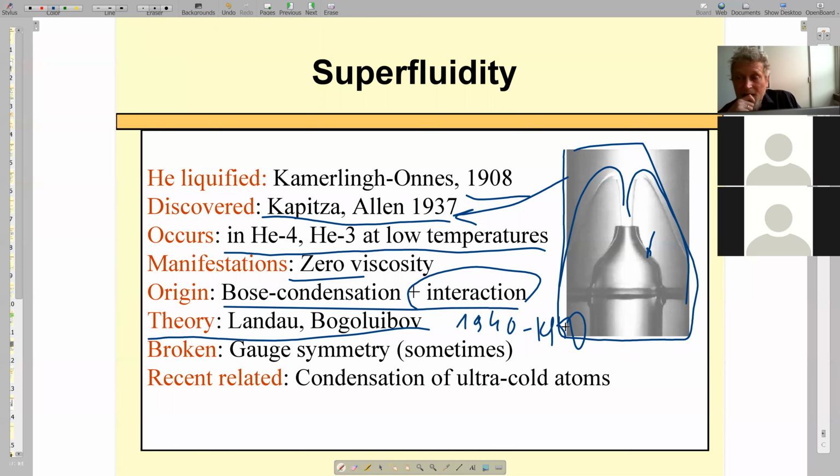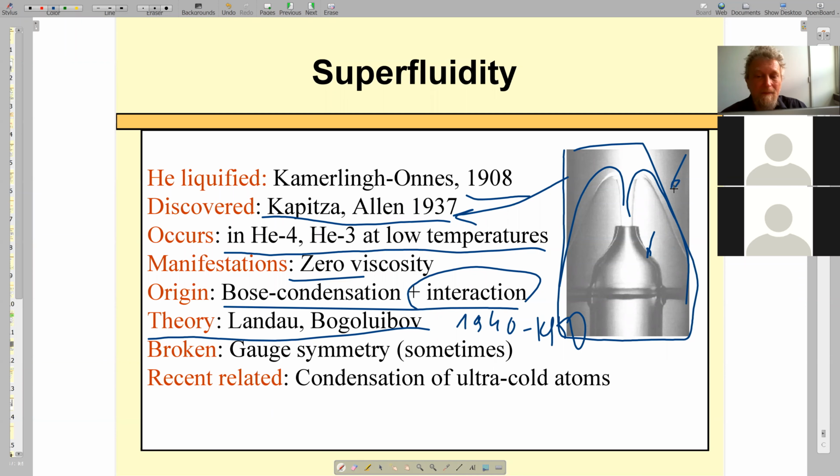Good. It makes sense to talk about these two phenomena together because it's the same gauge symmetry which is broken. It doesn't give rise to electric currents, just because the helium atoms are not charged. But there are supercurrents, as we see, just of particle flow.